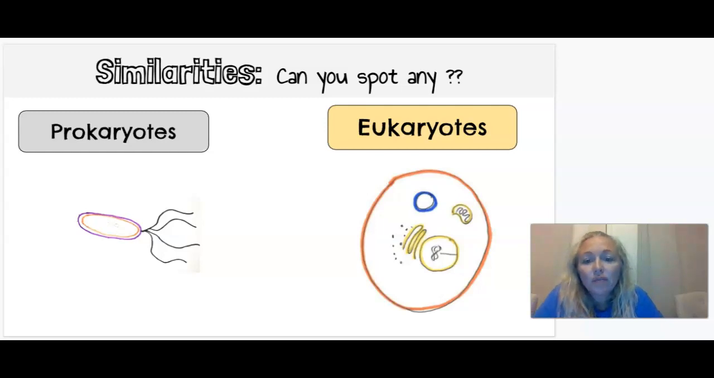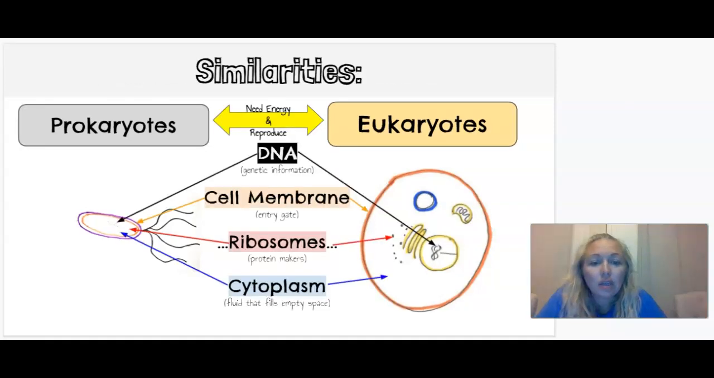Okay, we left off on this slide where I asked you to see if you could find anything that prokaryotes and eukaryotes have in common. These are the things they have in common. Since they're living things, they both need energy and they both reproduce. That was kind of going back to the basic characteristics of living things slide.